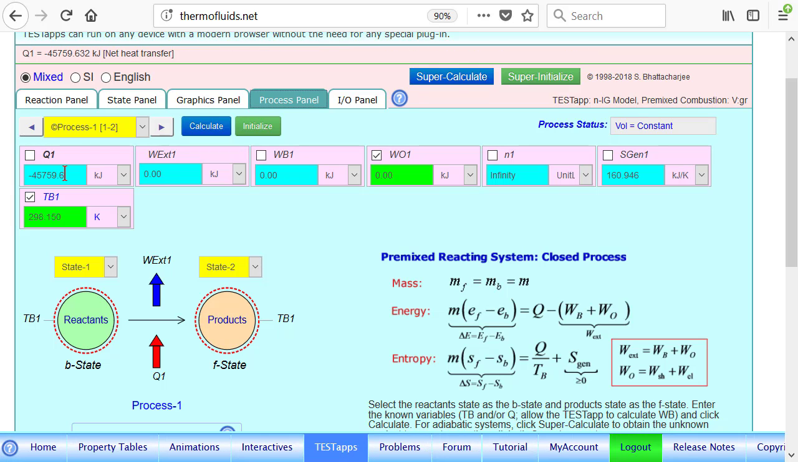If it were a problem of finding the adiabatic flame temperature, we would have entered Q to be 0 and solved the energy equation here, which would have produced E final, or E3, in state 3, and that's how the problem would have been closed, finding P3 and T3 in that manner.